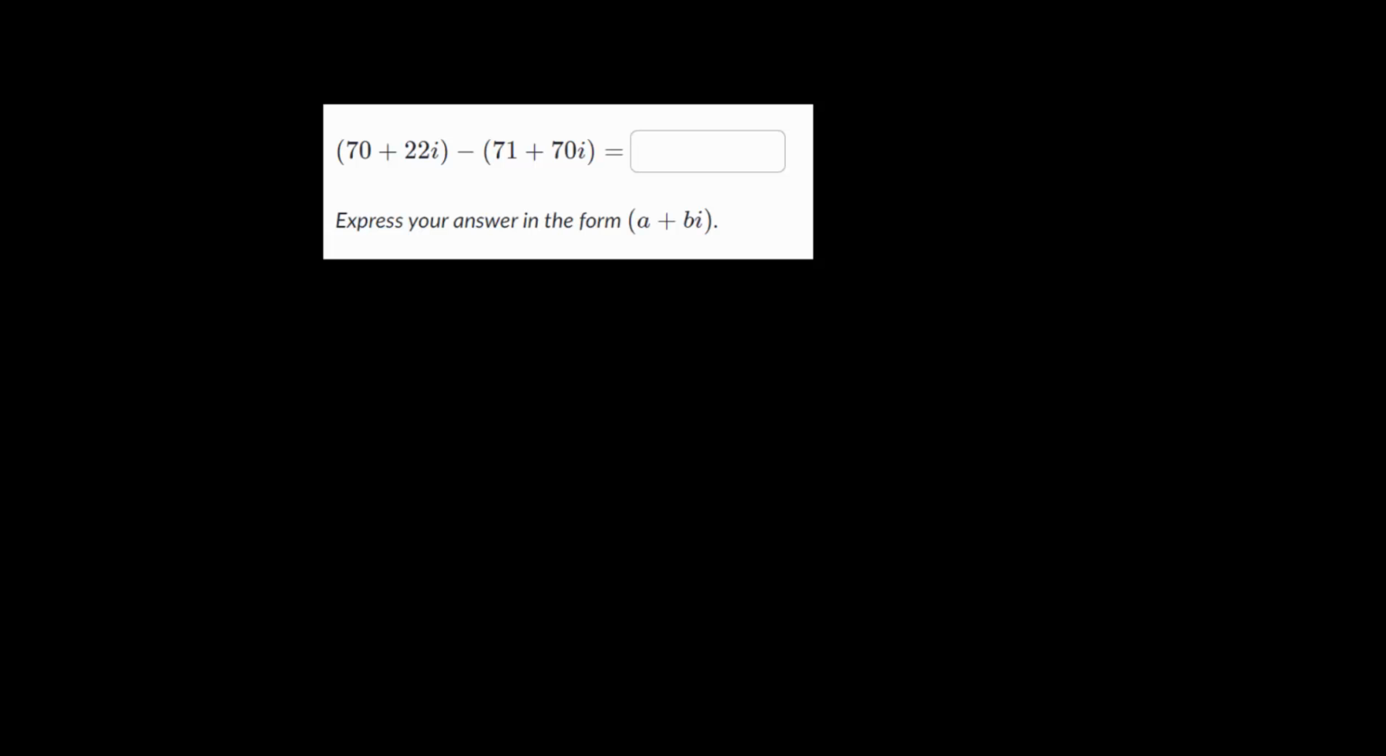And let's do a couple more examples. Again, the main idea, we're just going to combine the real parts together and then combine the imaginary parts together. Though this one's a little bit more complicated because we're subtracting, so we have to distribute that negative sign. So we get 70 plus 22i, and then we're subtracting 71 and 70i, since we're subtracting the entire number, so you're subtracting the real part and you're subtracting the imaginary part.